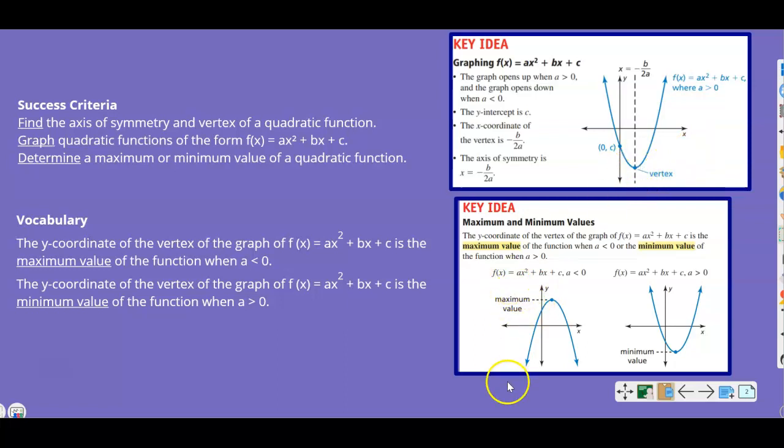All right, so if a is negative, you have a maximum. If a is positive, you have a minimum. So you're going to have a maximum or a minimum, and it's all going to be determined by the a.